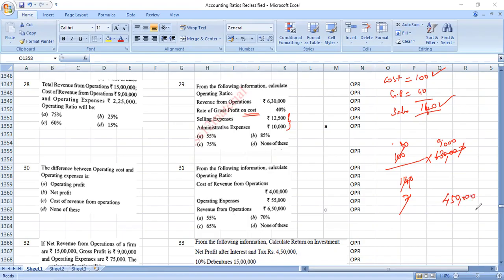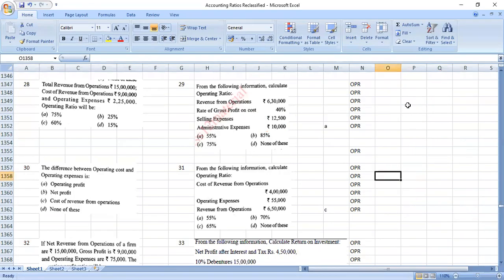4,50,000 is my cost of revenue from operation, and my operating expenses are 22,500. These two put together will be 4,72,500. So 4,72,500 divided by 6,30,000. Again, 75% is the answer, my dear children. Easy, no?